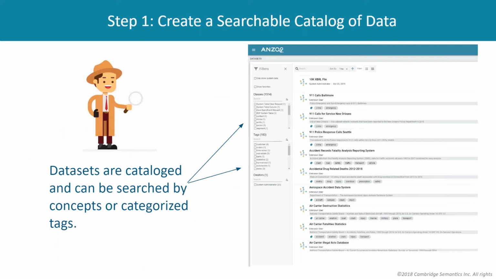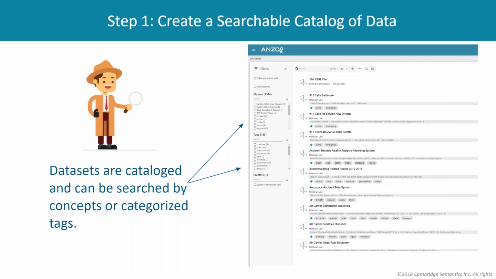So the first step is to create a searchable catalog of data. And with Anzo, we do this through our onboarding process, where we bring in different data sets from different sources, and we can attribute metadata to those different sources and allow you to search them based on the metadata. And you're seeing a visual of that over on the right.